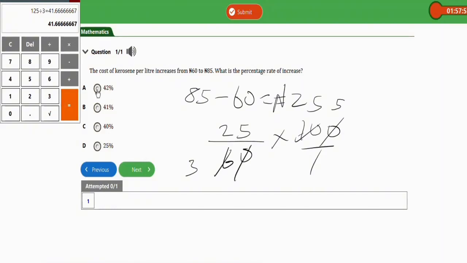So the correct option in this question is option A, 42%. That will be the percentage rate of increase. So it's as simple as this. This is how you can solve this kind of problem under percentage increase and decrease for your JAMB Maths. This is a repeated question, so take note of the solution and the right answer here.